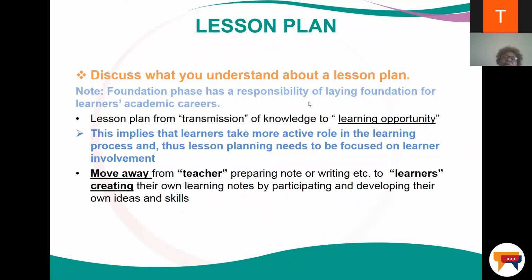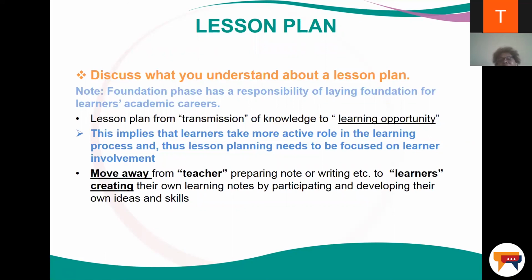But my concentration is on the lesson plan. Discuss what you understand about a lesson plan. The foundation phase has the responsibility of laying the foundation for learners' academic careers. Do you see how important you are? So when you are asked to write a lesson plan, it must show us that you understand what teaching is all about. If you don't know what teaching is all about, it becomes a problem. So it's important for you to understand what you are doing.